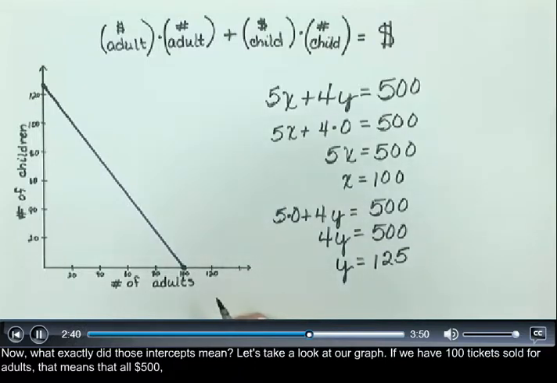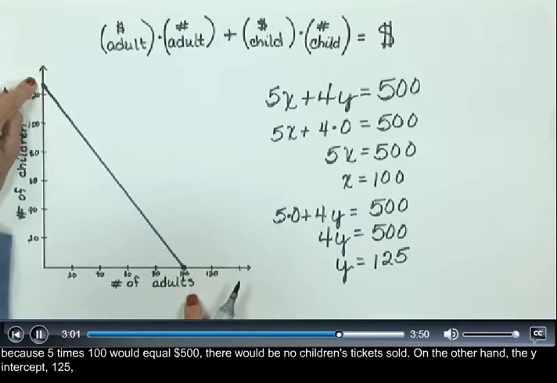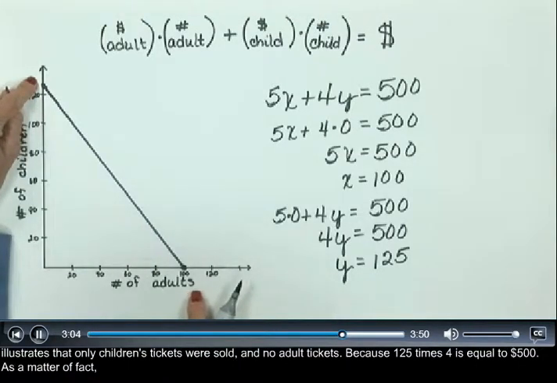Now, what exactly do those intercepts mean? Let's take a look at our graph. If we have 100 tickets sold for adults, that means all $500, because 5 times 100 equals $500, so there would be no children's tickets sold. On the other hand, the y-intercept, 125, illustrates that only children's tickets were sold and no adult tickets, because 125 times 4 is equal to $500.